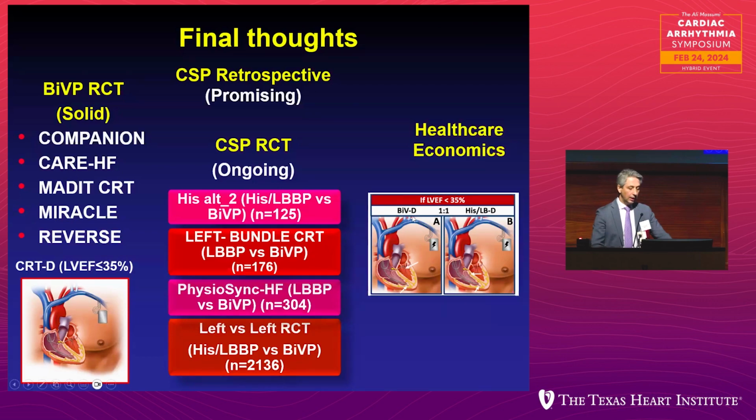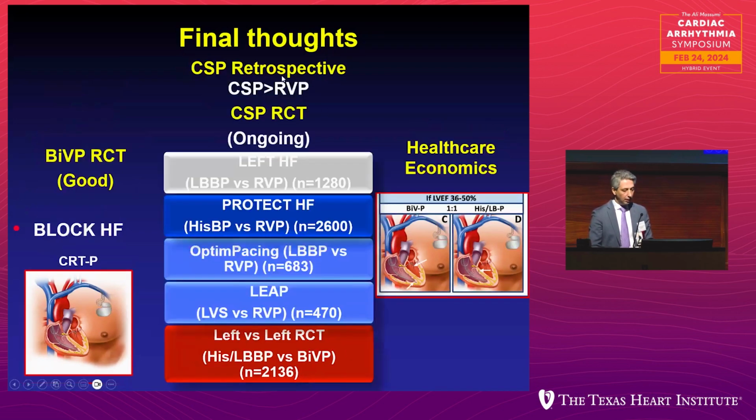So if the effectiveness is similar, potentially with conduction system pacing, you may have less hardware. The ICD can is less expensive than a CRT can, and certainly the His or left bundle pacing lead is less expensive than a quadripolar lead.